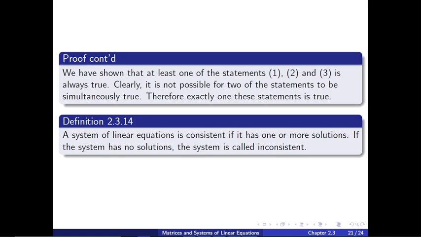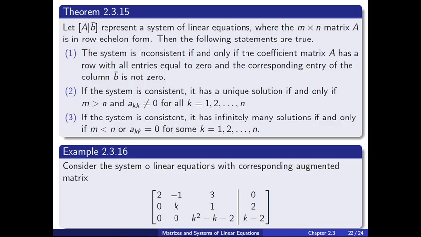Now let's look at definition 2.3.14. It says a system of linear equations is consistent if it has one or more solutions. If it has no solution, the system is called inconsistent, right? So if we have one or more solutions, so one or an infinite number of solutions, we call it consistent. And if it has no solution, then it's called inconsistent, right? So we are going to look at how we can determine if a system is consistent or inconsistent, right?